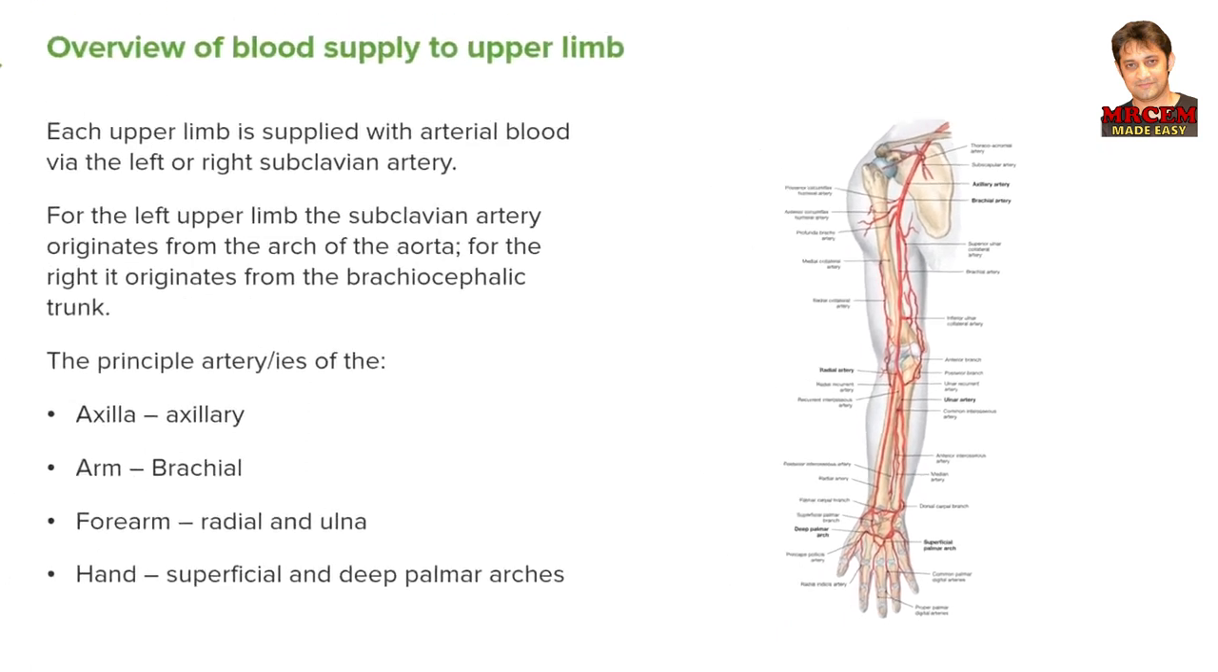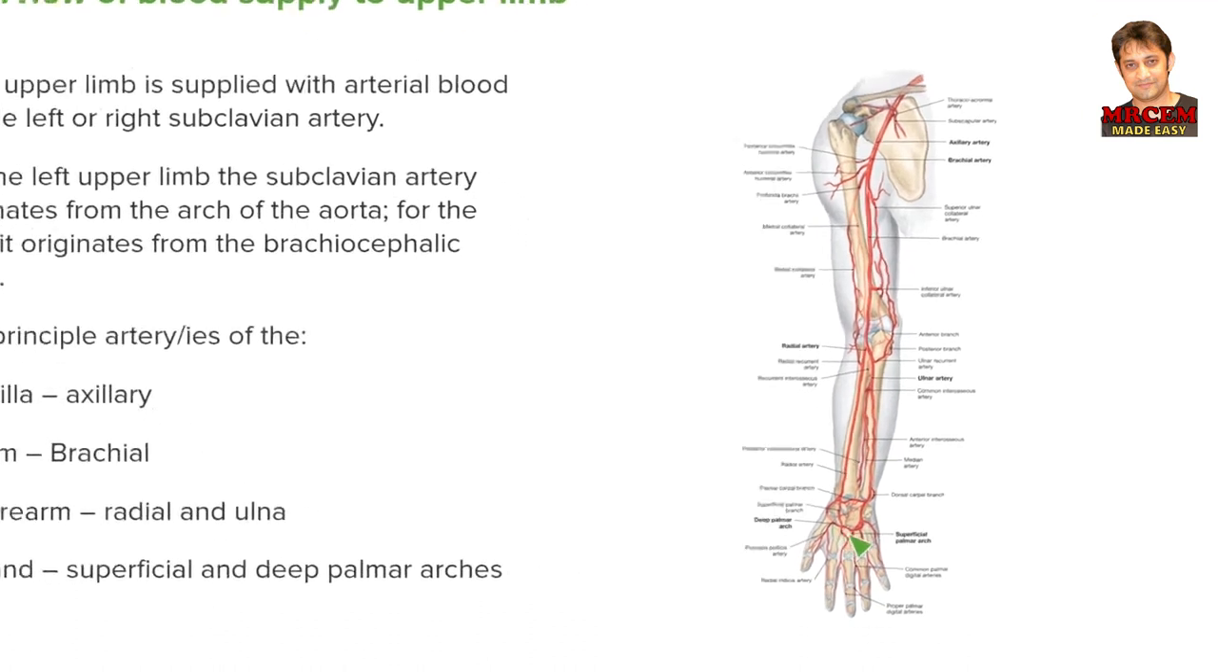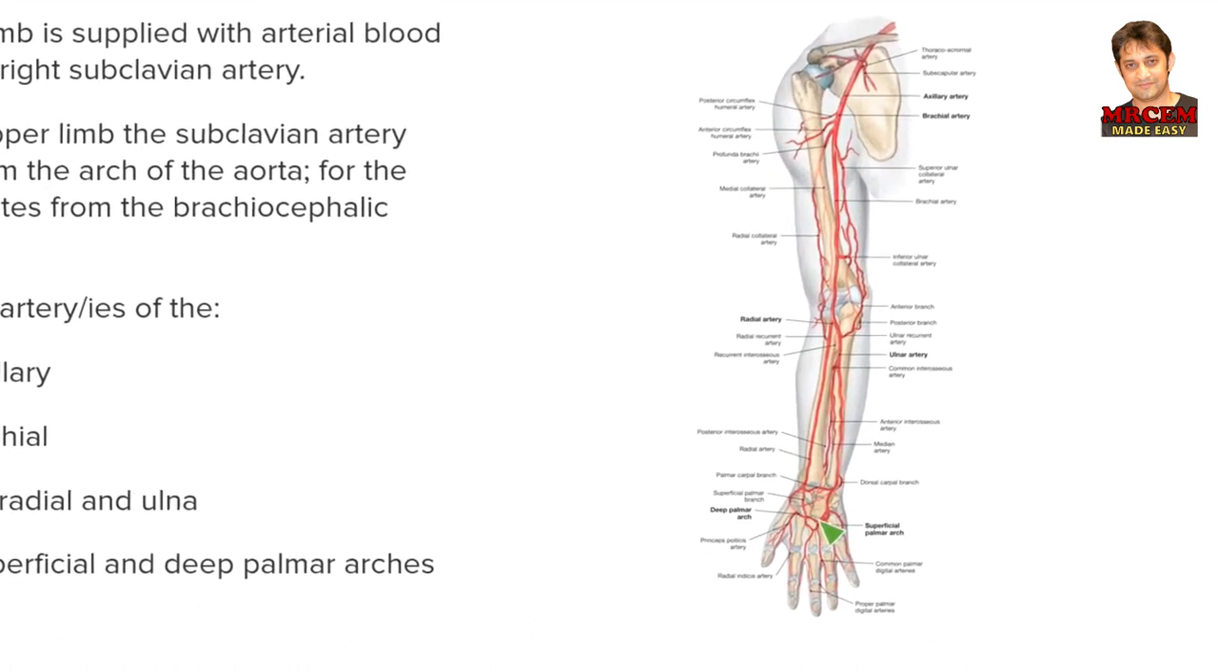The principal artery or arteries of the axilla are going to be the axillary artery, which we can see here. The axillary artery, as we know, is the direct continuation of the subclavian artery. And then it passes down into the arm as the brachial artery, and then this divides in the forearm to the radial and ulnar arteries.